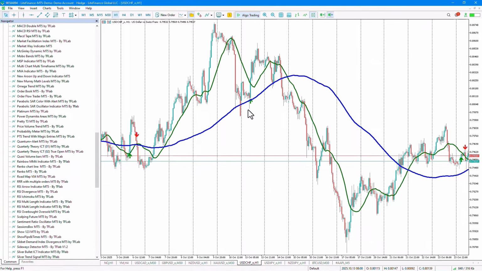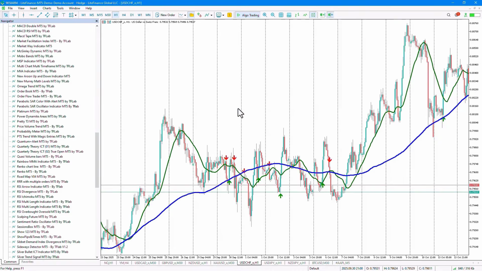As we can see in this section, when a candle closes above the two moving average lines, a buy signal is generated, and when a candle closes below the two moving averages, a sell signal is issued. Or in this part, when a candle closes above the two moving averages, a buy signal is displayed for us.